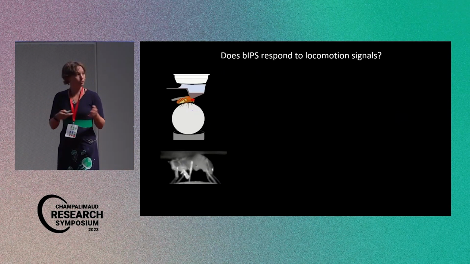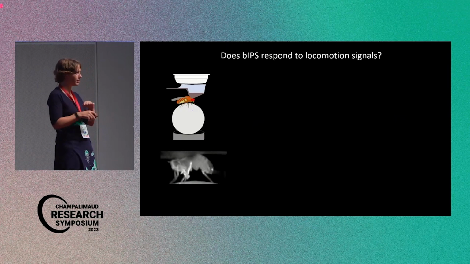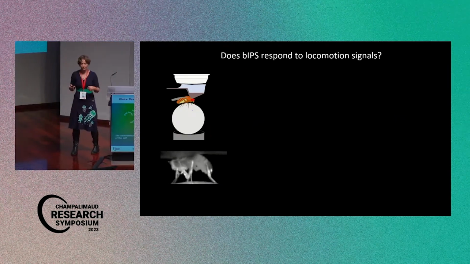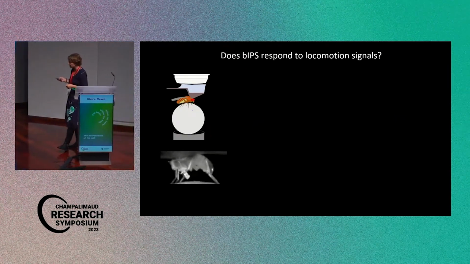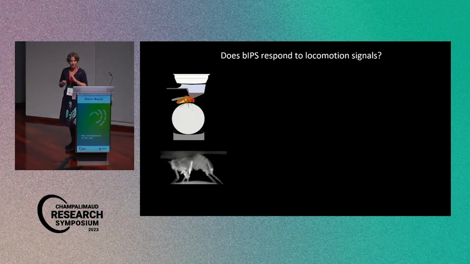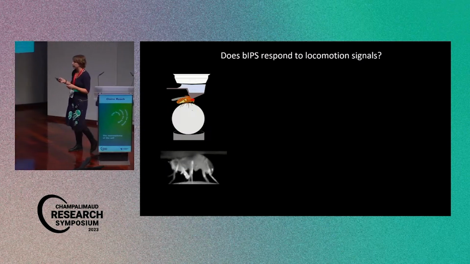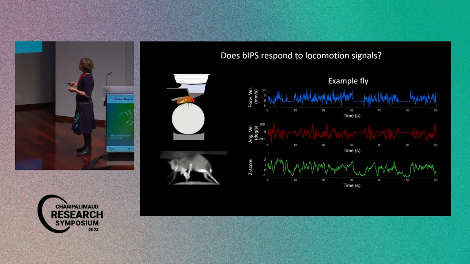So what I did is I removed the visual stimulus, put everything in complete darkness, and the fly on the ball. So the fly is able to walk. She can do whatever she wants. We are not pushing her to do anything. It's completely self-paced. And here I'm presenting an example fly, what kind of data we're able to record.